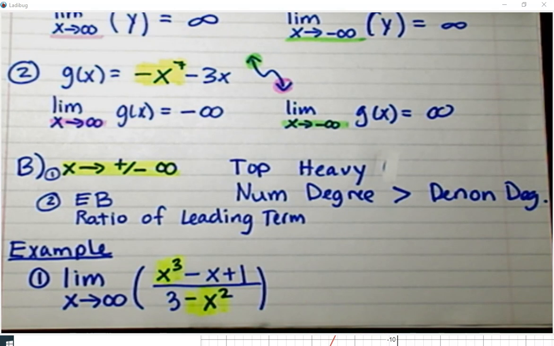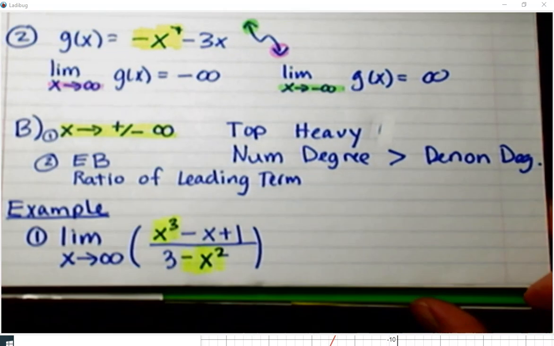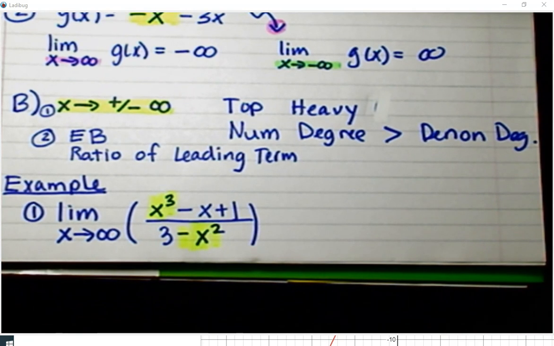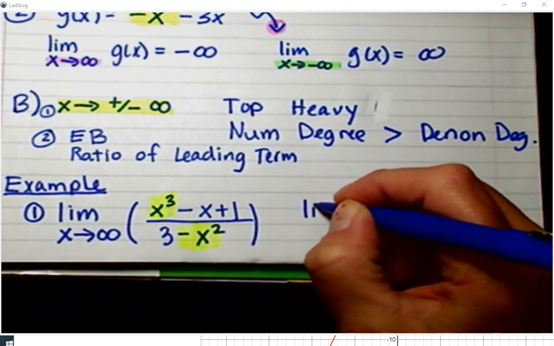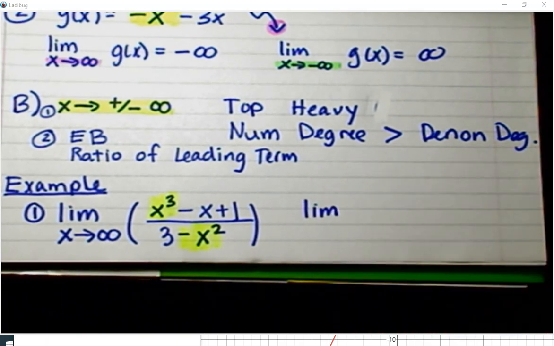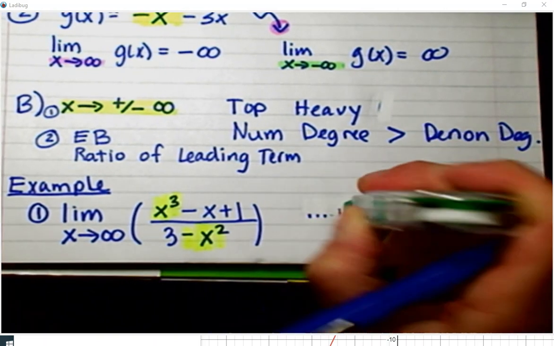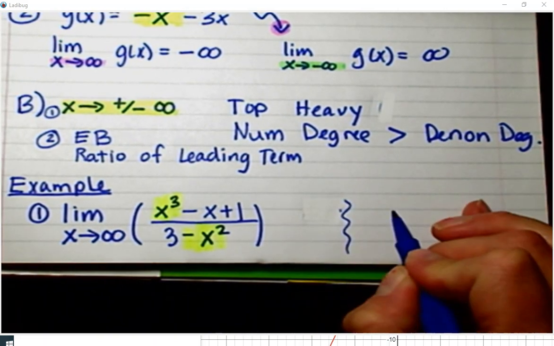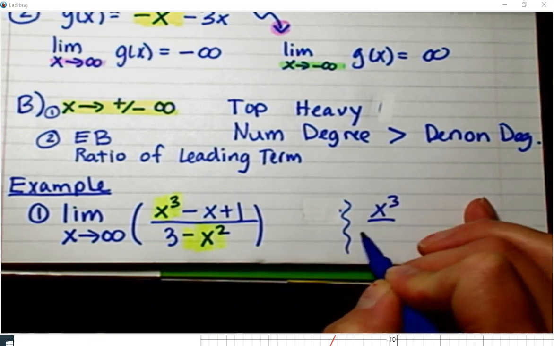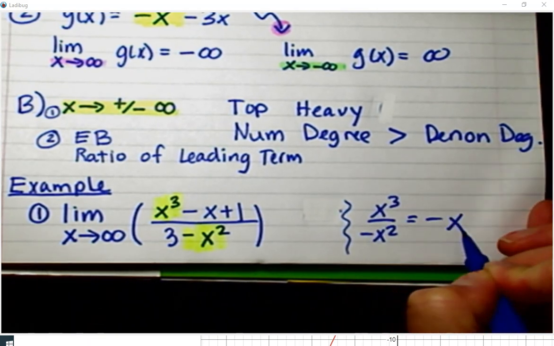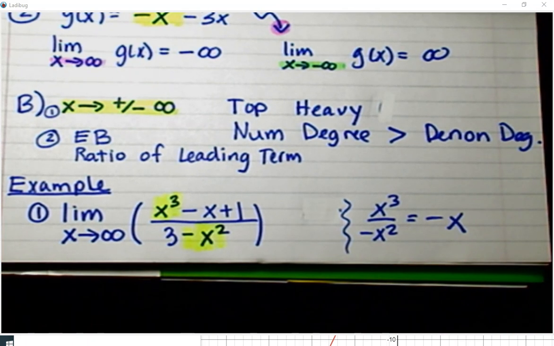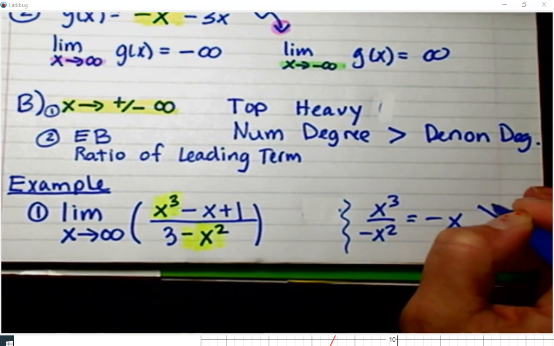Include the sign. See that negative is included with the x squared in the bottom. What do my leading terms reduce to? Negative x. This is kind of like my scratch work here. x cubed over negative x squared equals negative x. What picture goes with negative x? This one. That's your end behavior, guys.